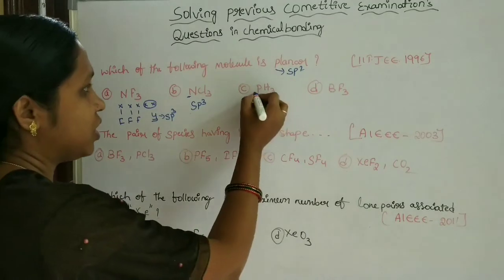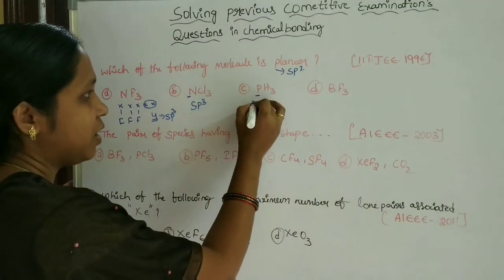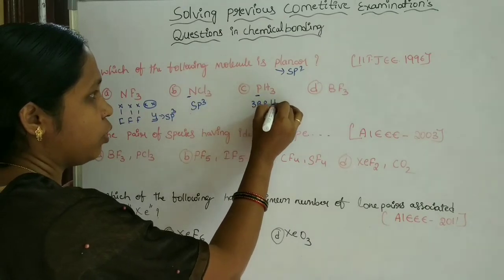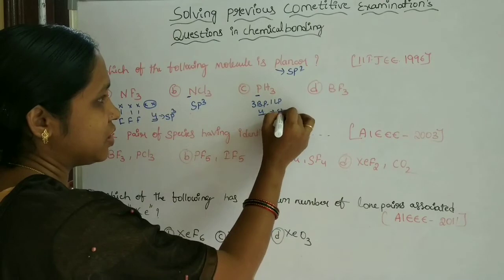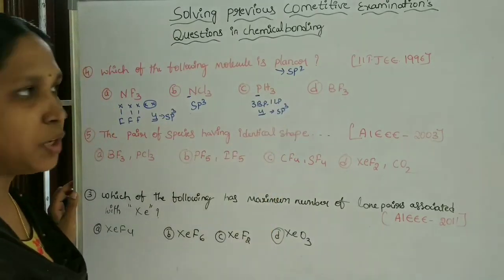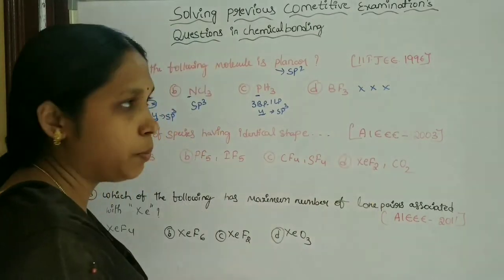sp3. PH3: phosphorus is also a fifth group element surrounded with 3 atoms. That means 3 bond pairs and 1 lone pair, 4 total pairs, so the hybridization is sp3. See the BF3. Boron is a third A group element.